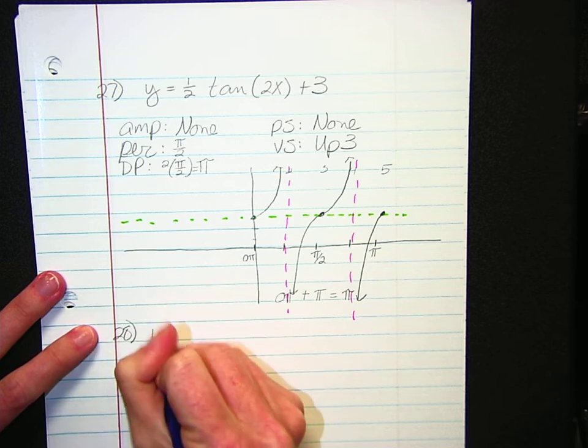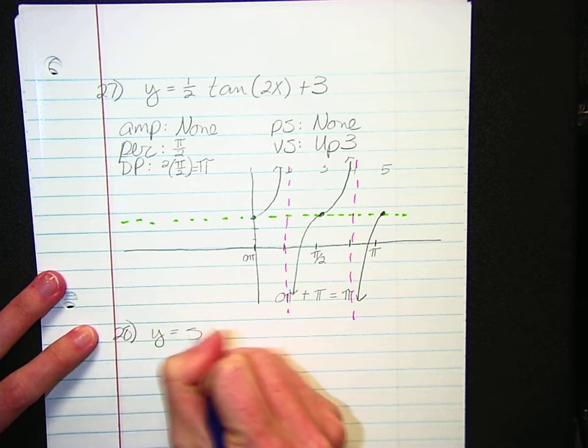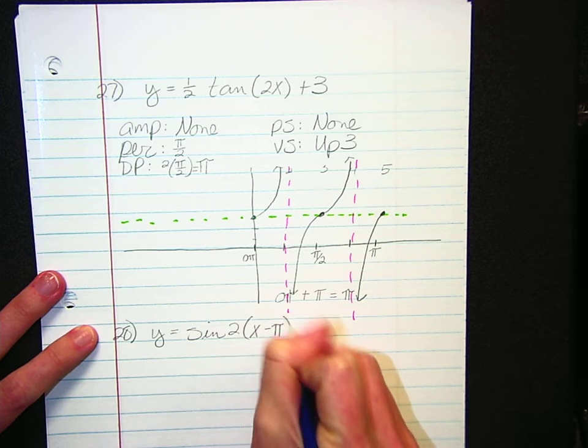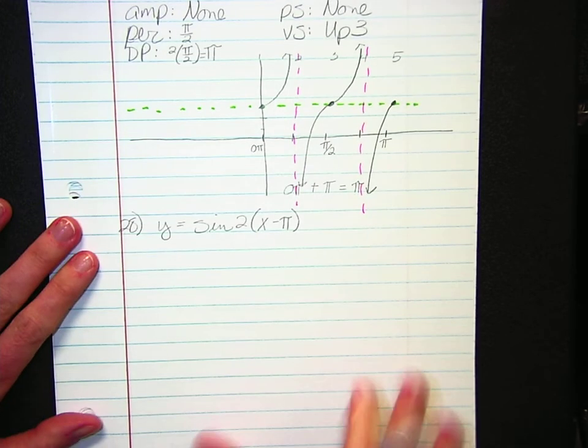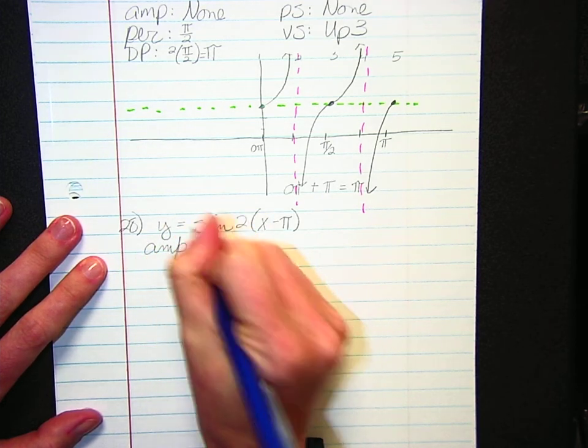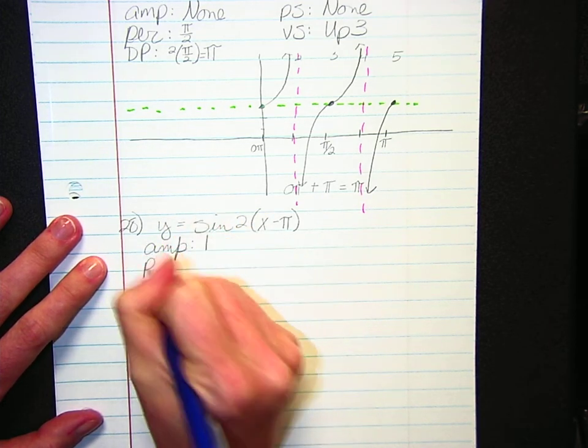All right, and then last one, let's take a look at 28. So 28 gives us a good example of a sine graph. Got a 2 out there in front, and then x minus pi on the inside right there. Alright, so there's no number in front of sine. That's an amplitude of 1 right there, kind of an implied number of 1.